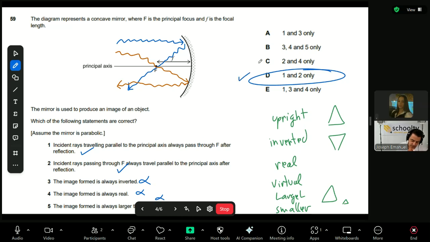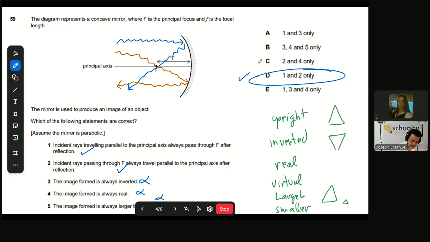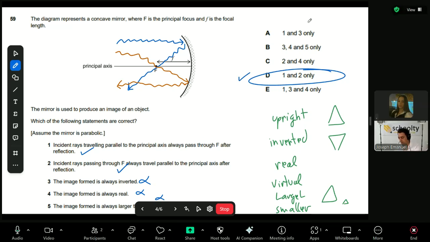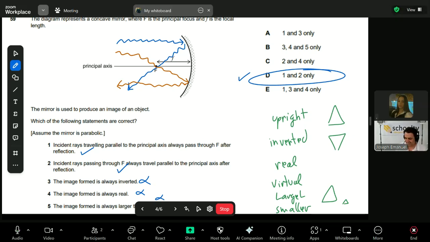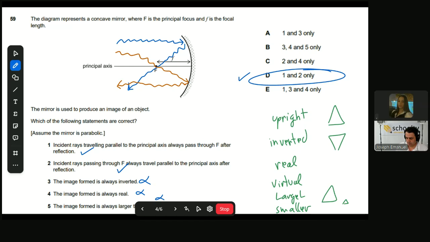The word "always" is an indication that it's not correct. Always is hard to achieve; most probably it is, but it's not always. Always is not correct, in this question I mean. Okay, so that's it for this question.